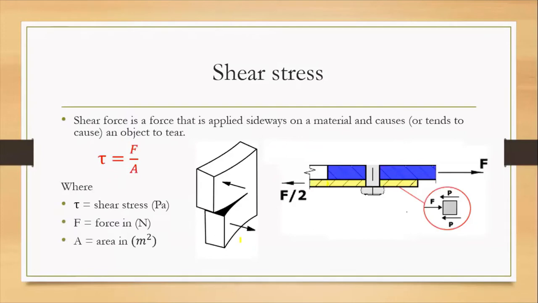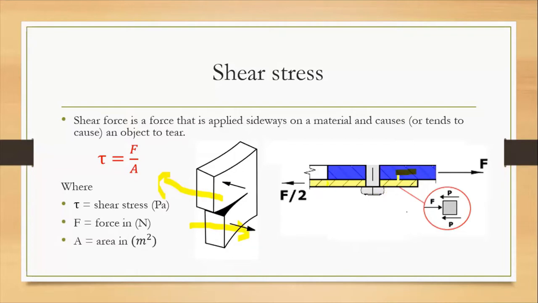Now we are done with direct stress and strain. We go to shear stress now, guys. When you hear the word shear, you must think of something that is tearing, like when you are tearing a paper. You've got two forces that are moving in opposite directions that tend to tear the object. Shear stress or shear force is a force that is applied sideways on a material and tends to cause it to tear. You can see here that you've got a force applied in that direction, and this side is applied in that direction. So what is happening? It's going to tear there. It is shear stress.